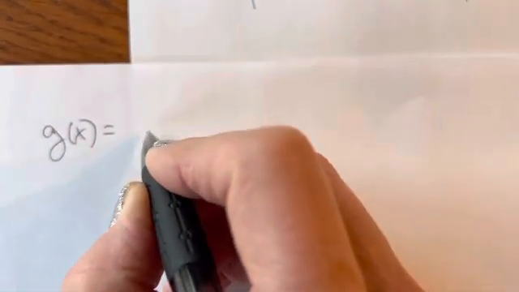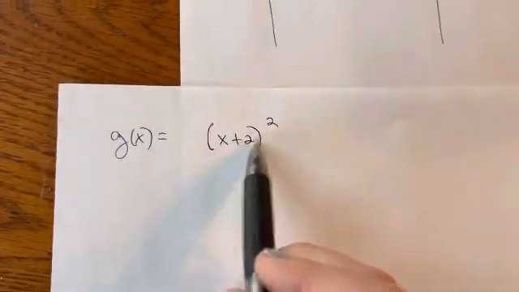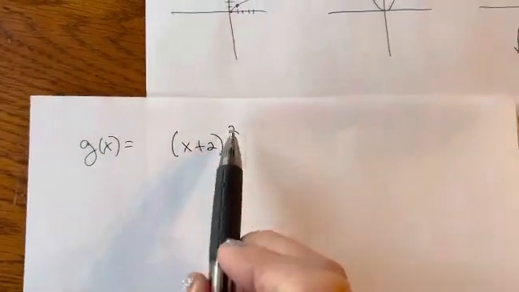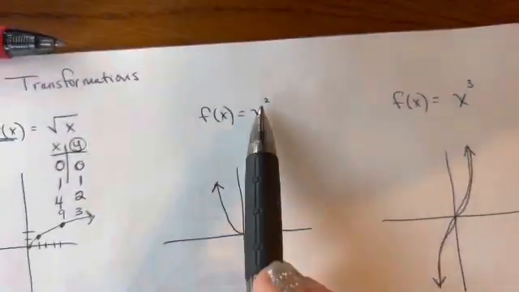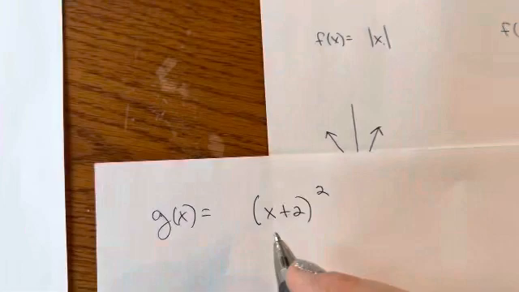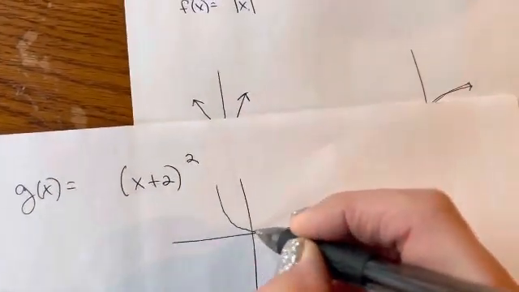Let's say you have something like this. Now, what I see is something squared. So when I see that squared, I'm like, oh, I know what that looks like. Something squared is always a parabola. So I already know that my basic shape looks like this, okay?